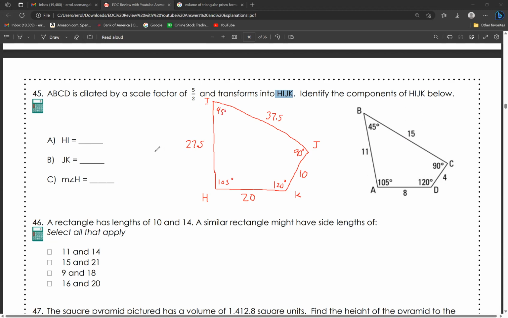Okay. HI is 27.5. JK, where's JK? JK is 10. Measure of angle H is 105. Check those degrees. Yep, that's right. All right, good on that one. All right, that's 45.